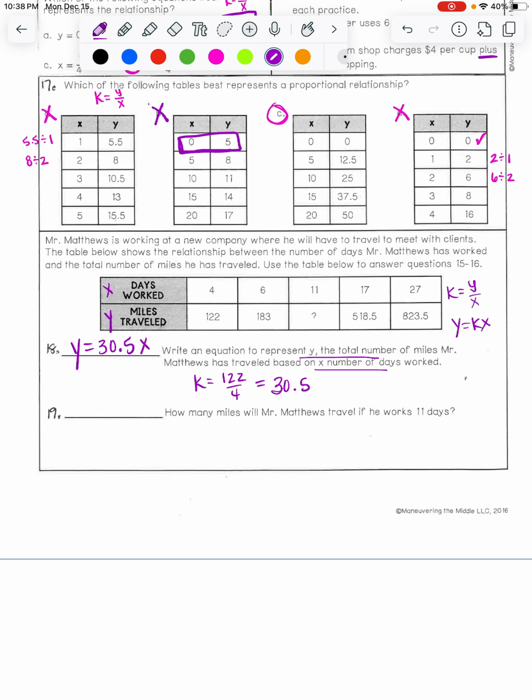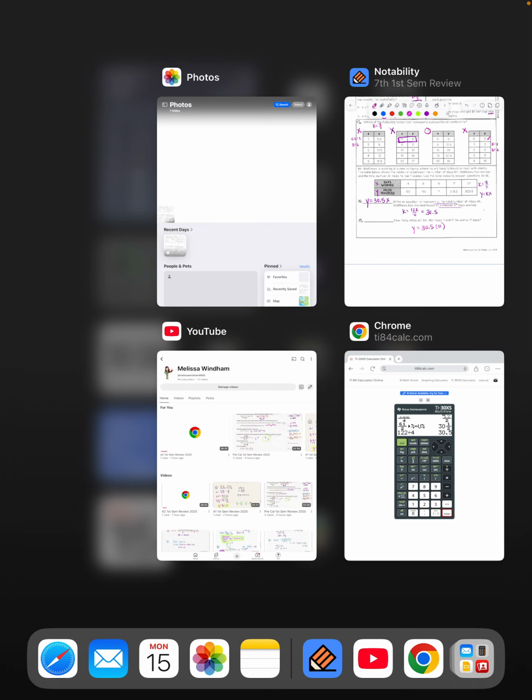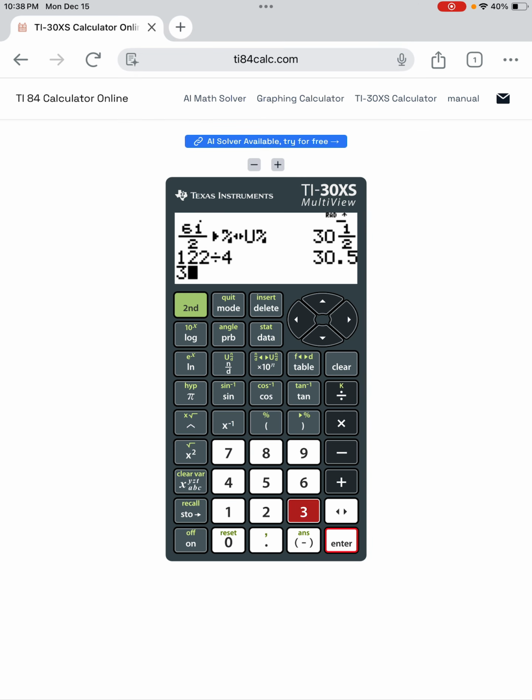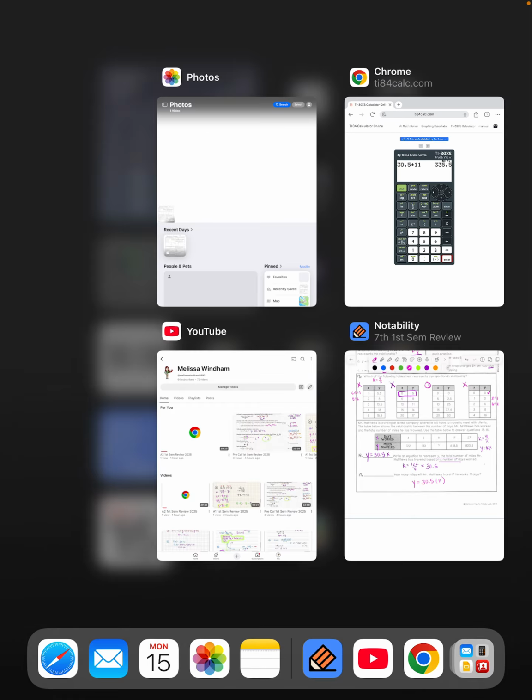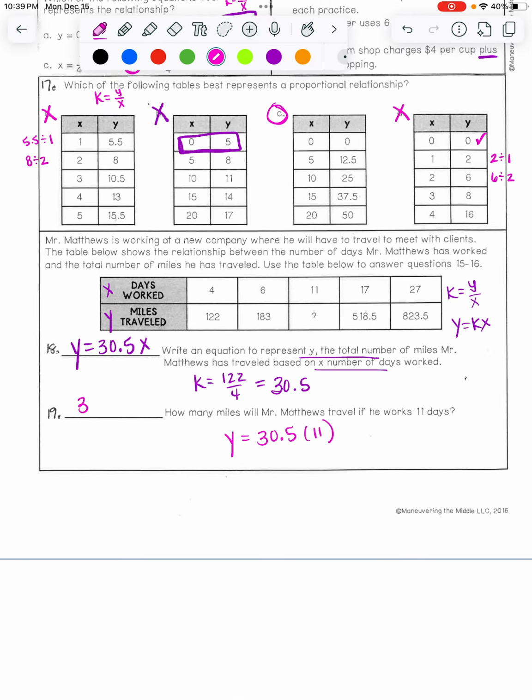Now, how many miles will he travel if he works 11 days? So x is, again, the number of days. So to find the solution to this one, I'm just going to use my formula, my little equation. If x is the number of days, 30.5 times 11 will give me the correct answer for 19. 30.5 times 11, oops, let's clear that out. 30.5 times 11 is going to be 335.5. 335.5 miles.